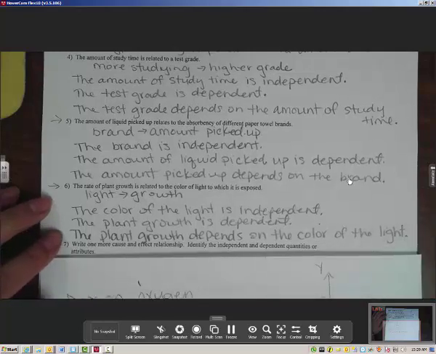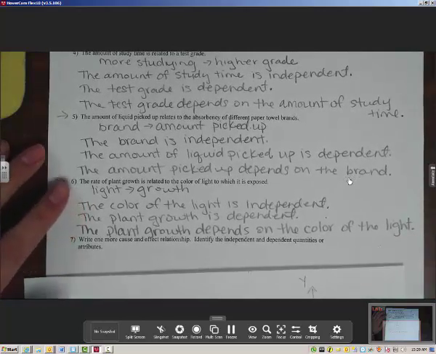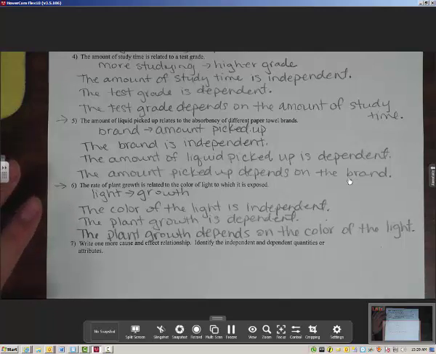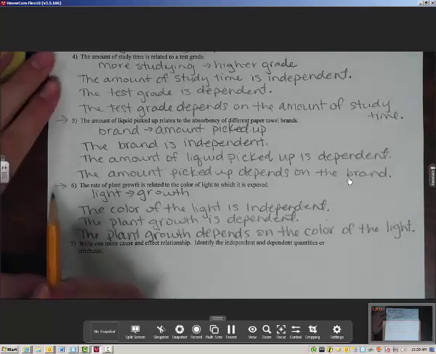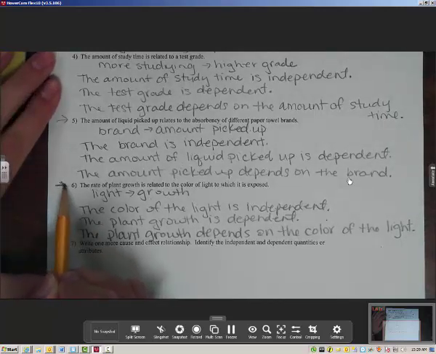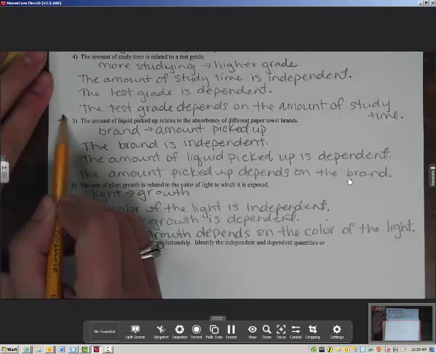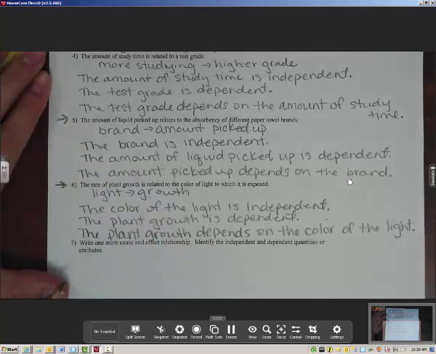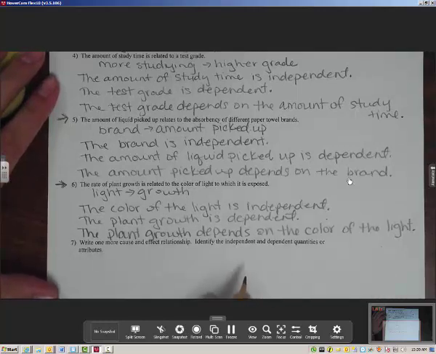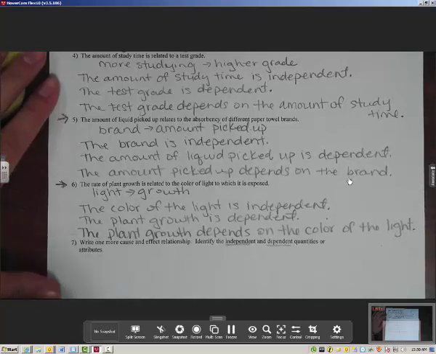Okay, now if you look at number 7, it says write one more cause and effect relationship. Identify the independent and dependent quantities or attributes. So basically what I'm asking you to do is you're going to write your own problem. Something like number 5 or number 6, okay? You're writing your own problem. And then once you've got that problem written, you're going to go back and you're going to determine what the independent variable is, what the dependent variable is, and go ahead and write your dependency statement also.